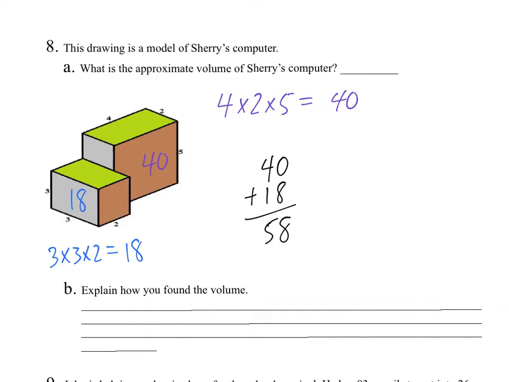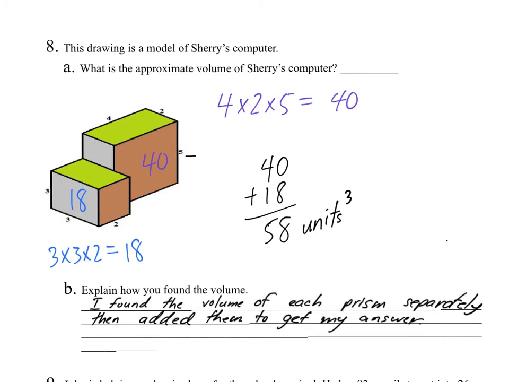Now anytime we deal with volume, we need to have a unit. Though our picture doesn't have one, that means we can just go with the generic unit, and since it's volume, it would be units cubed. We need that 3 because it's volume. Now, we're coming down to B. We need to explain how we found this. I found the volume of each prism separately, then added them to get my answer.